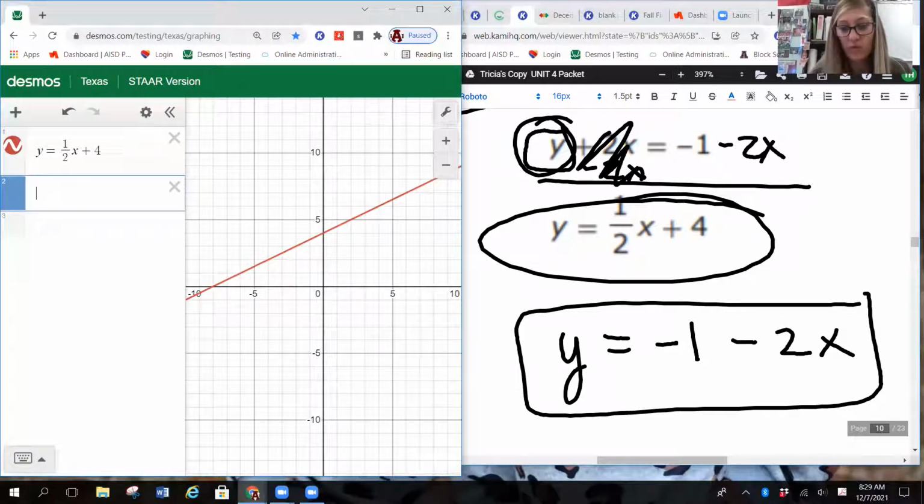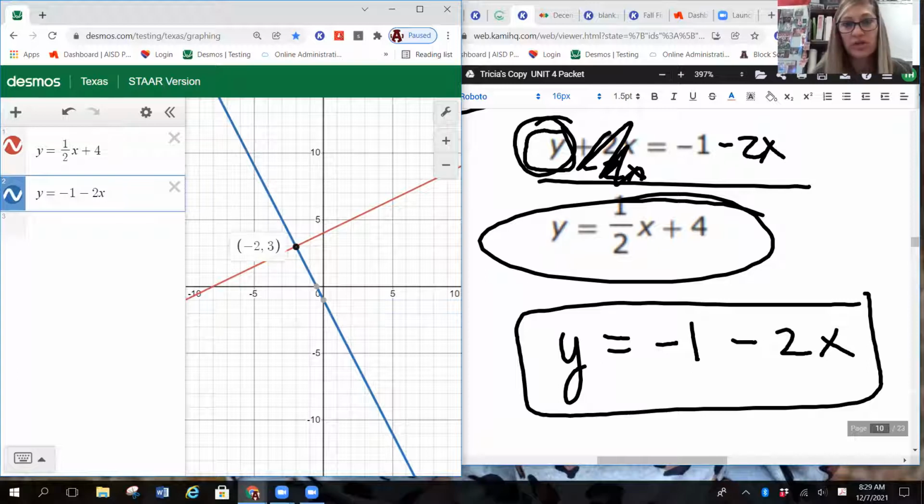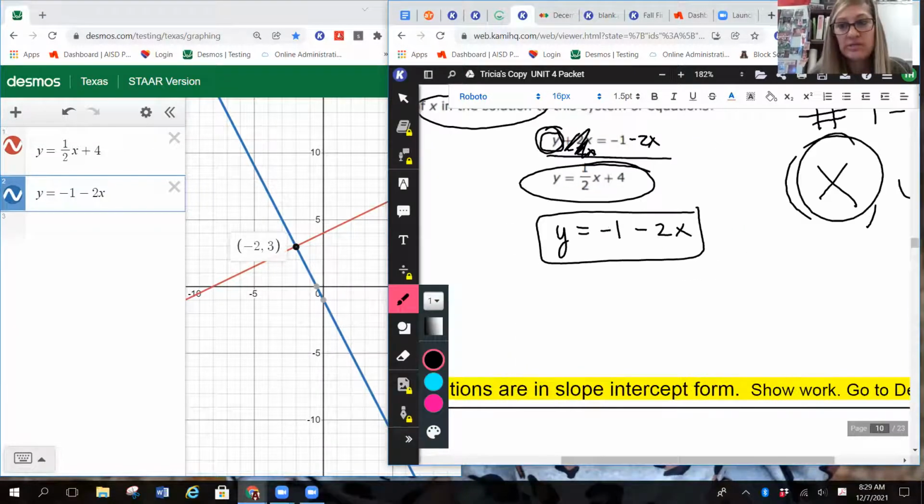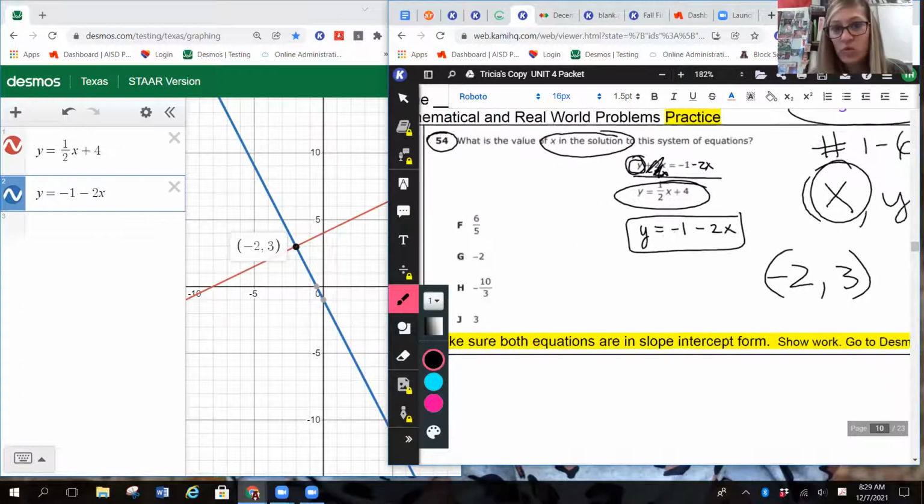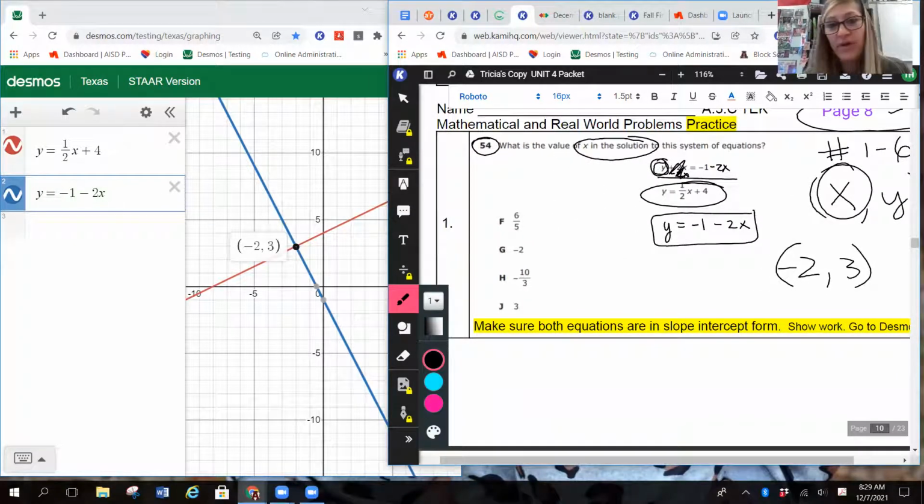All right, let's type this in. Y equals -1 minus 2x. Tap the screen. The solution is -2, 3. We only want the x coordinate. Ha, they do have both. I knew it. The answer would be G.